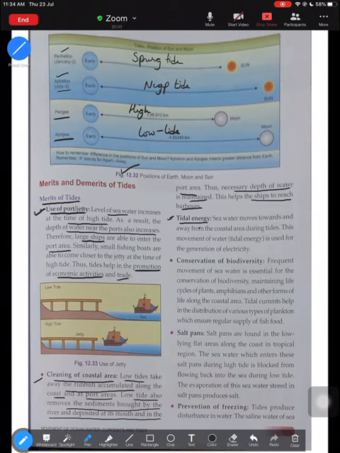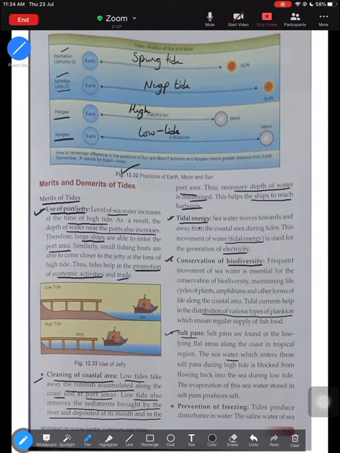As we all know, we can harness tidal energy, which can be used for the generation of electricity. Next, conservation of biodiversity. The flora and fauna could be maintained because tides help in the distribution of plankton, which is food for the fish. So flora and fauna can really be maintained with the help of tides.